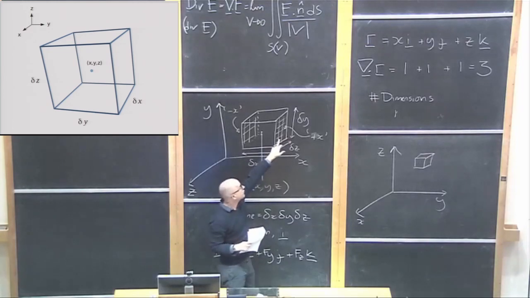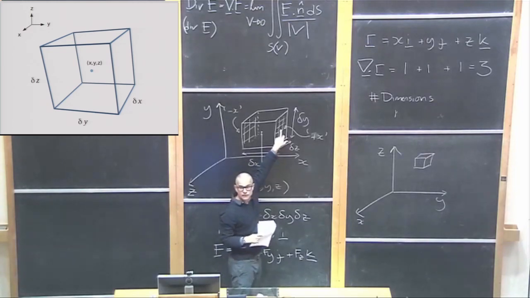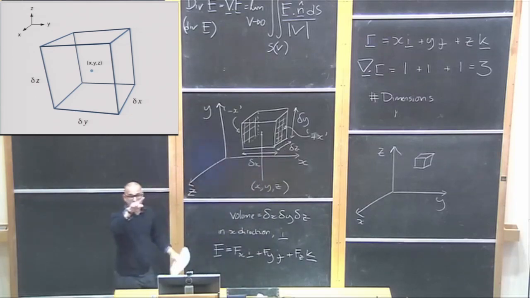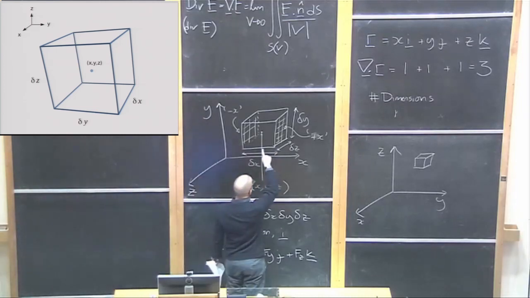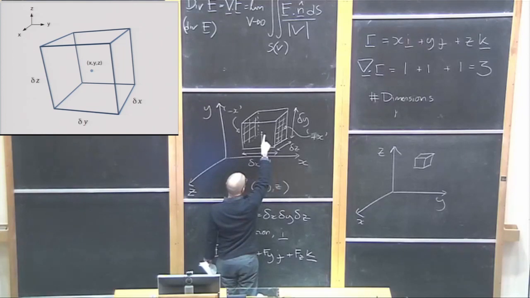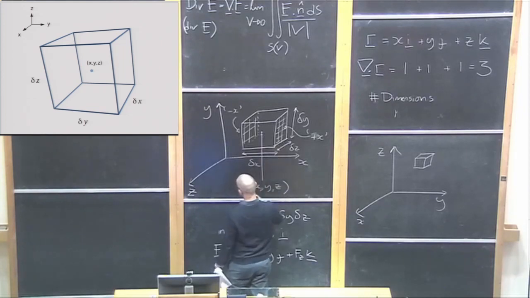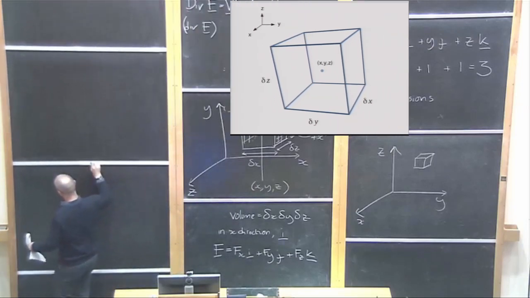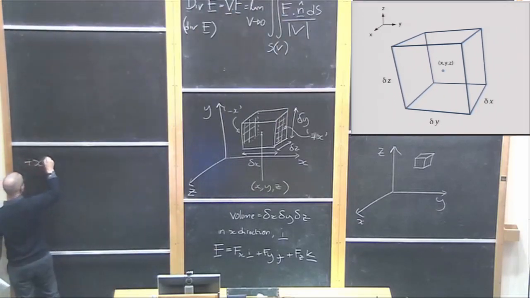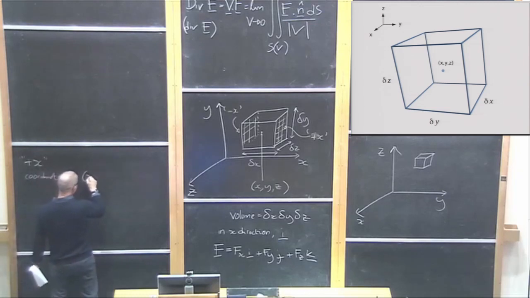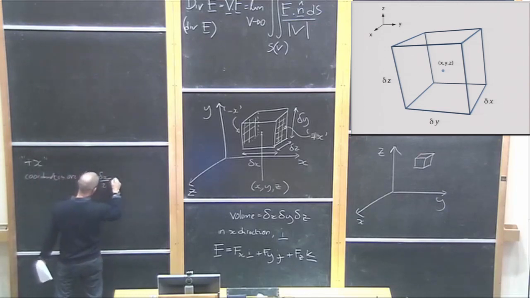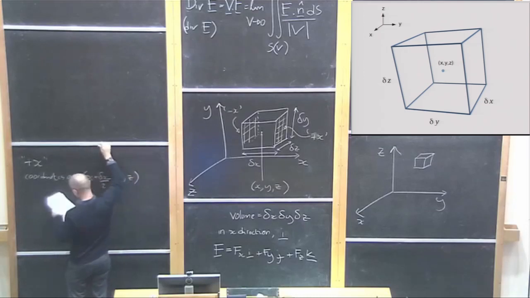Okay, so what are the coordinates of the centre of the plus x face? The coordinates of the centre of the plus x face are x plus delta x over 2, so they're x plus half the length of this side, because the centre of the cube is at x, y, z, and then they're at y and they're at z. So we're considering the plus x face now. The coordinates are x plus delta x over 2, y, and z.